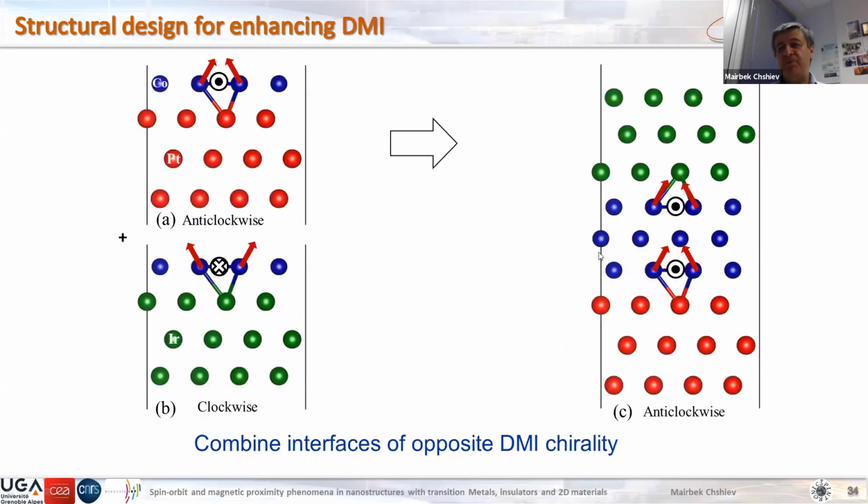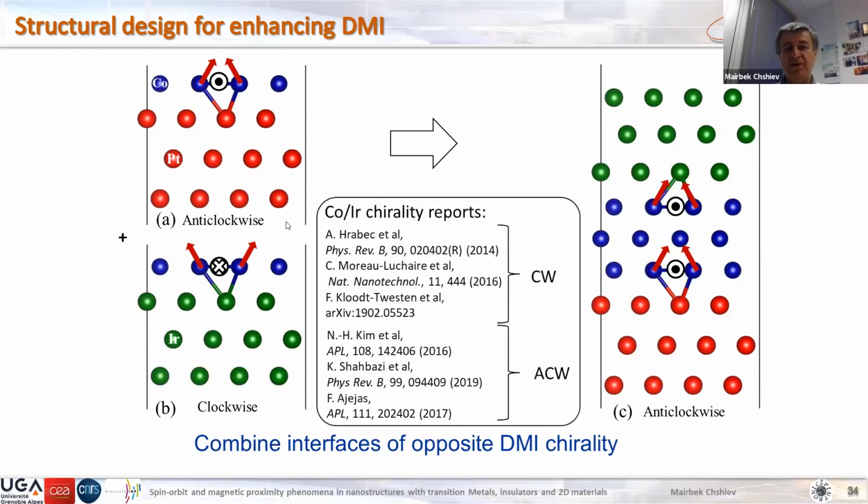Then we decided to see whether, if we have interfaces with opposite chirality, we can combine them to create trilayers, so that with geometrical inverse stacking we can enhance the DMI. Before I show you how it works, here I show the cobalt-iridium example, and there was some controversy: about the same number of groups claim that cobalt-iridium chirality should be counterclockwise, and the other half claim it should be clockwise. We found it clockwise, and therefore we chose this example, but we can use another as well.